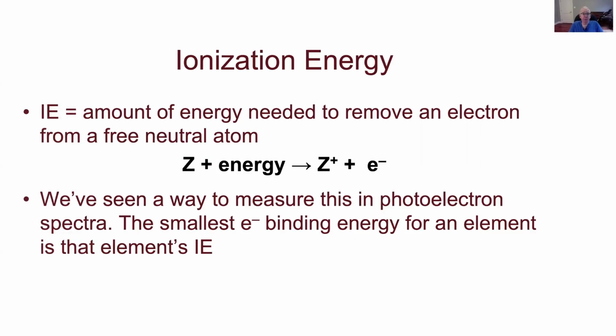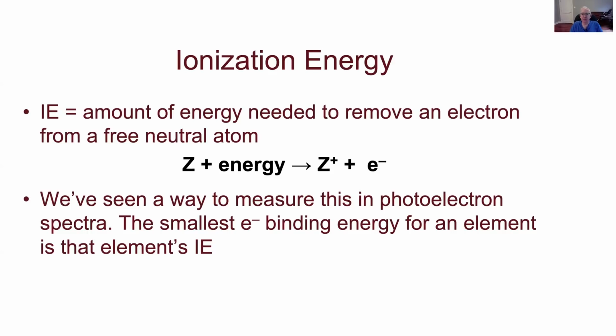Next on my list of properties is the ionization energy. We've actually kind of talked about this in a couple of different places already. We talked about photoelectron spectra, right? Where what we call the binding energies in photoelectron spectra, the smallest binding energy is really what we're now going to call the first ionization energy, right? So it's officially the amount of energy required to remove an electron from a free neutral atom.